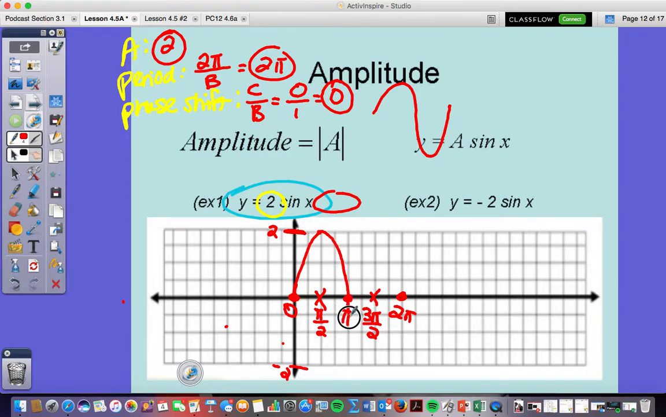Right here? Yeah, right at 3 pi over 2 and -2, and then it's going to come back up again. Okay? How many periods is that? 1. How many do I have to graph? I've got to graph 2.